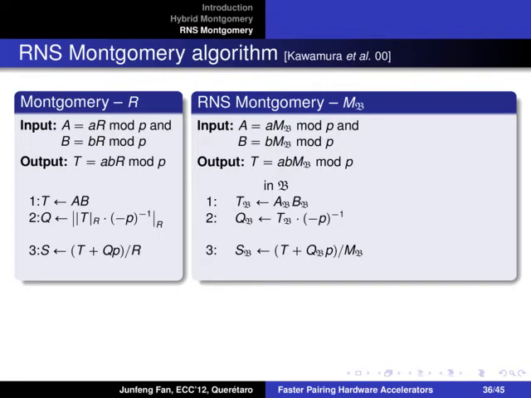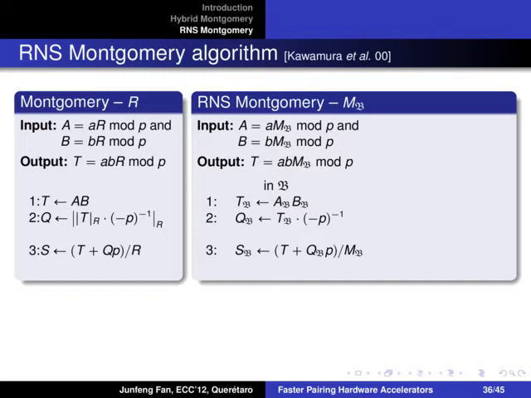But unfortunately, for pairing computation or ECC, we want the modulus to be a prime. But R and S, so it's always modular MB, right? So MB is not a prime number, so we cannot use it directly.